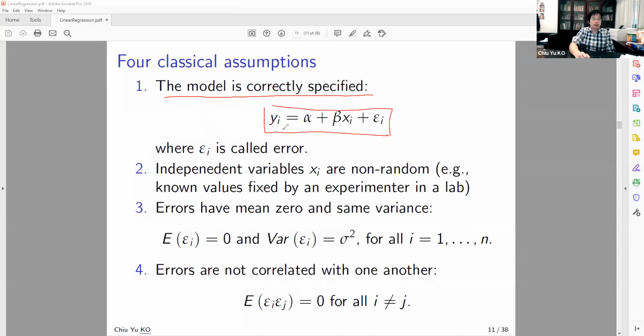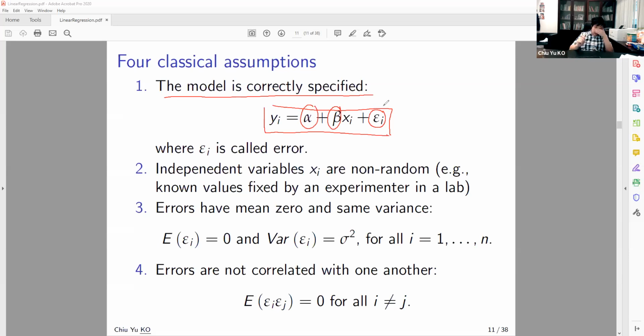So Y is actually coming from unknown parameter alpha and unknown parameter beta, okay? And this is X and Y, the data, and this is called the error, so this is the model, okay?